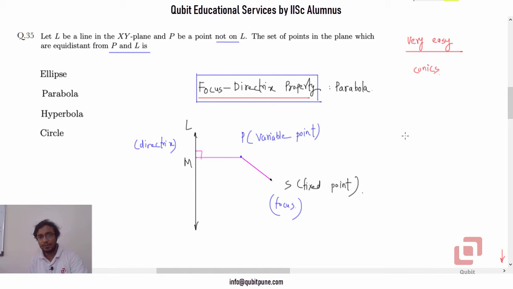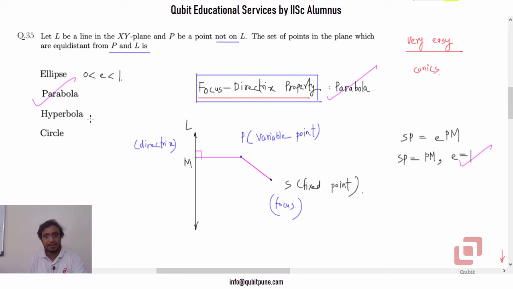This decides the nature of the conic sections. The focus directrix property is this: SP equal to e times PM. That is the focal distance of the point and the distance of the point from the line, which we call the directrix. This ratio decides whether it is ellipse, parabola, or hyperbola, or in a limiting case, circle. When the distances are equal, SP equal to PM, eccentricity is 1, and that is for parabola. So as far as the problem is concerned, the answer is parabola. If e is less than 1, then it is ellipse. If e is greater than 1, then it is hyperbola.